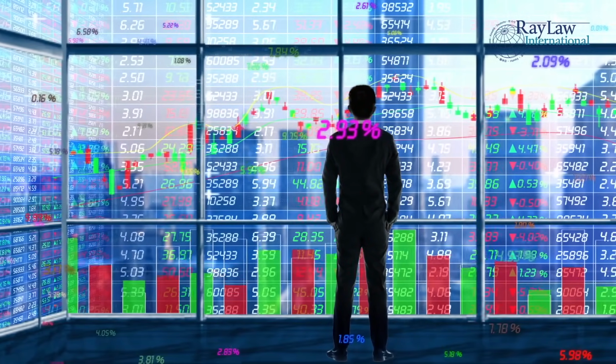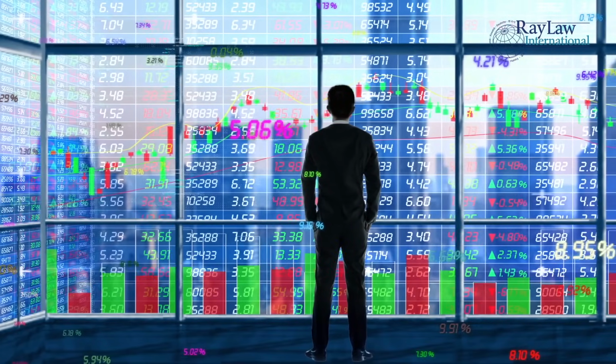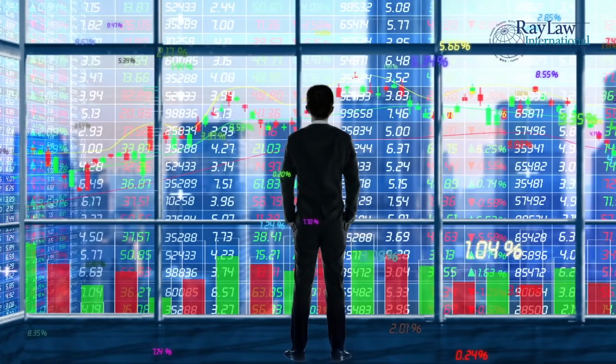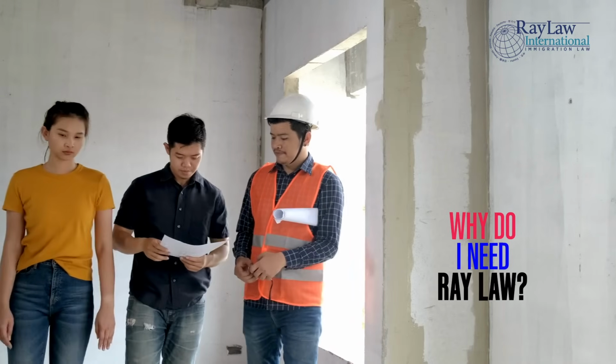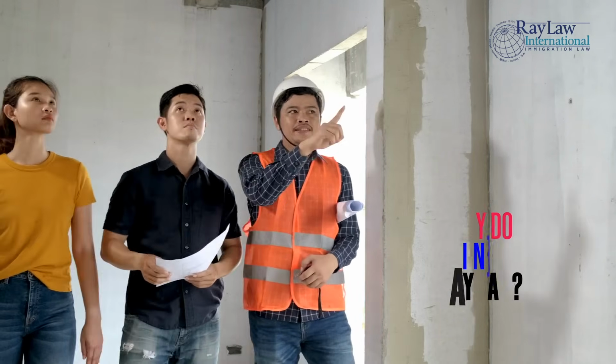By making a substantial investment and meeting the necessary requirements, you can live and work in the United States while pursuing your entrepreneurial dreams. While it's not strictly required to have an attorney to process an E-1 or E-2 visa, most individuals and companies choose to hire us due to the complex nature of the immigration process. Here are 6 reasons why Ray Law International on your side can be beneficial.